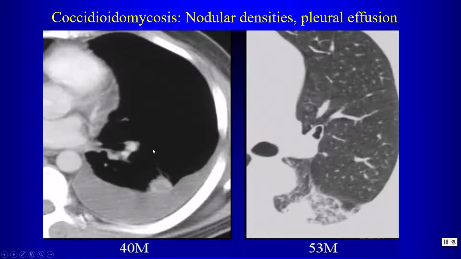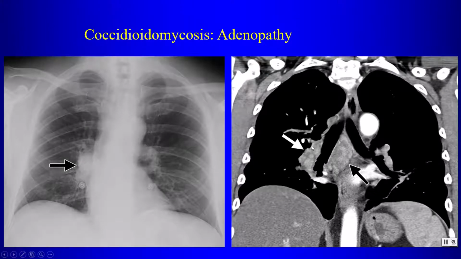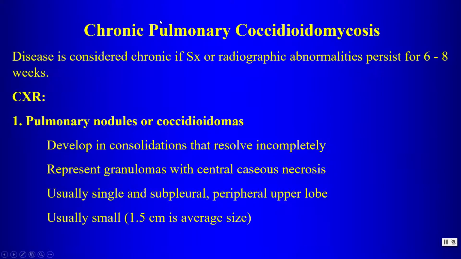And then here we have nodular opacity with pleural effusion in this example. And lymphadenopathy might also occur. Here's right hilar lymphadenopathy, right hilar and subcarinal lymphadenopathy, and this can occur with any of the fungal infections.